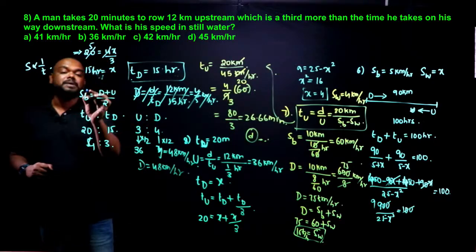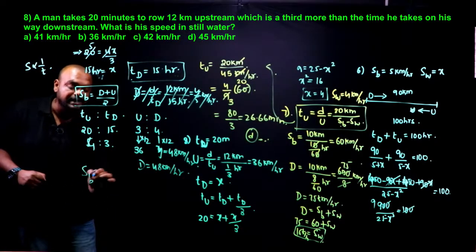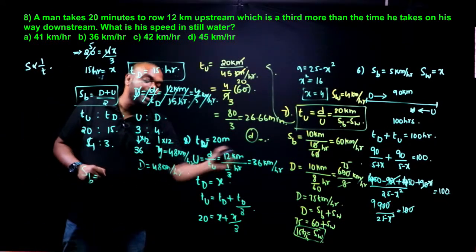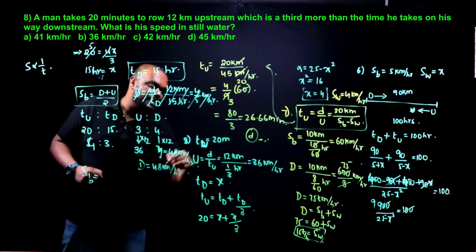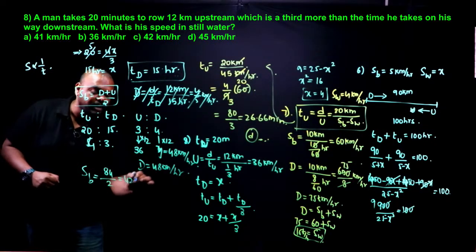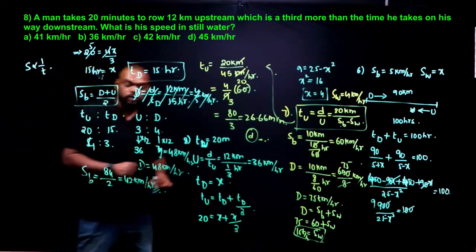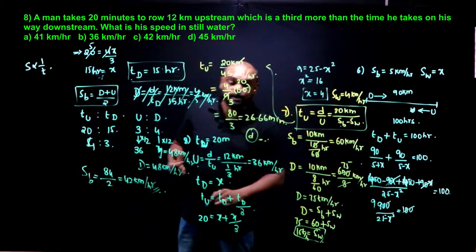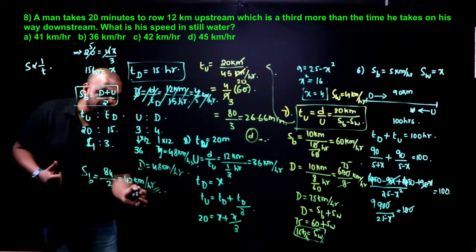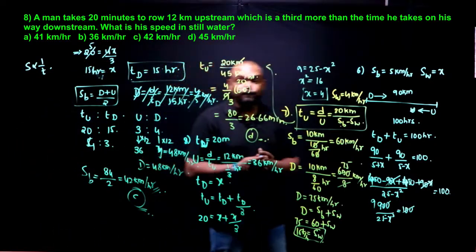We need the SB value, that is (D plus U) by 2. So SB, D value 48, U value 36. 48 plus 36 will be 84 divided by 2. That will be 42 kilometer per hour. Do we have the option? It must be. Do we have option C? Actually, that should be my answer. I know, it is a complicated question.